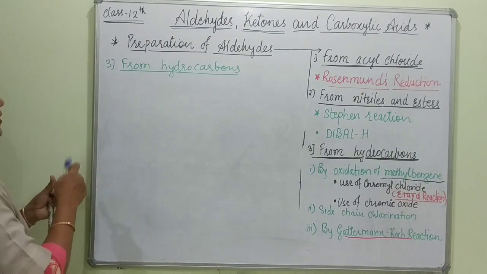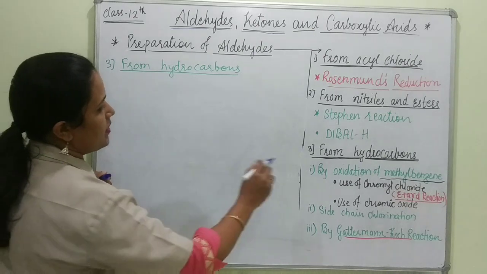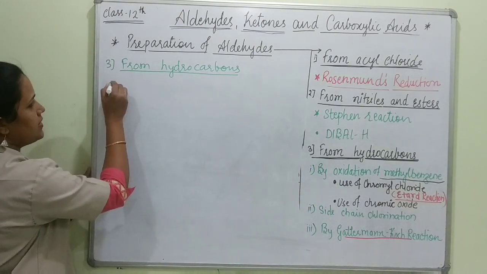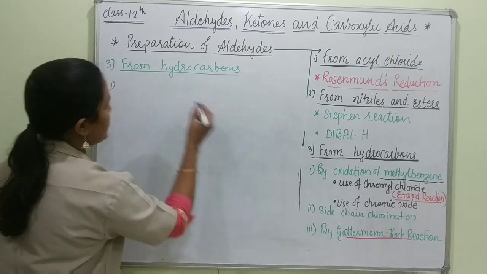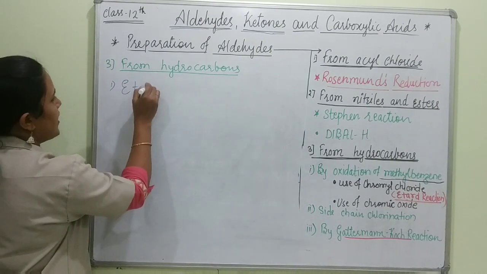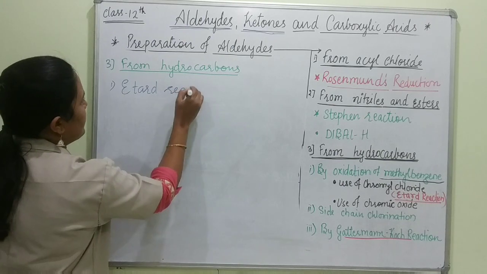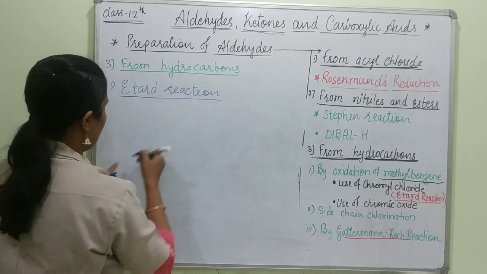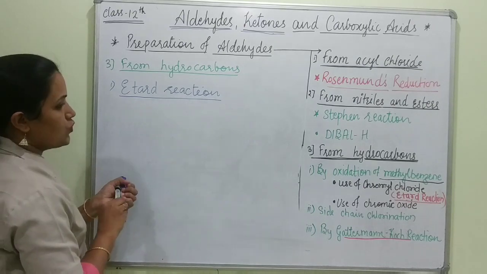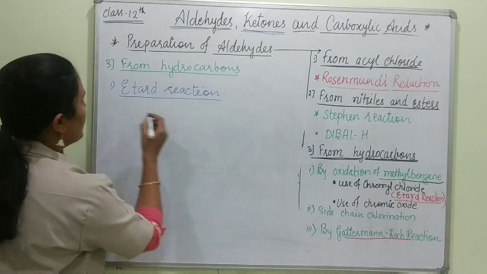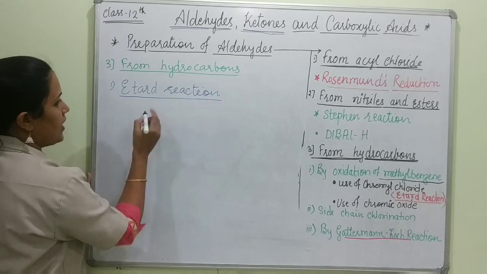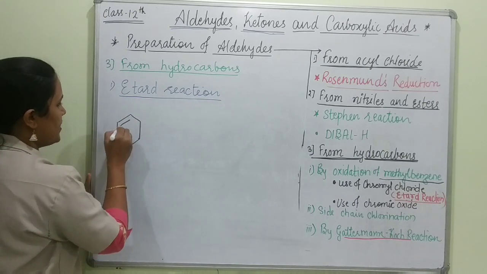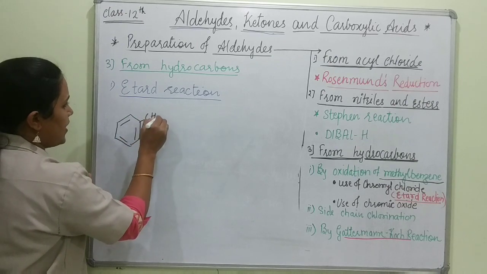Now let's start with the third one, that is from hydrocarbons. From hydrocarbons, the first one is by oxidation of methylbenzene, and this reaction is known as the Etard reaction. Now let's see what all things we are going to use in the Etard reaction. As we know, we have chromyl chloride and methylbenzene. So here I am taking methylbenzene, that is CH3.